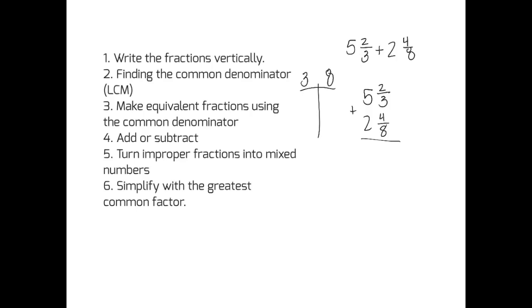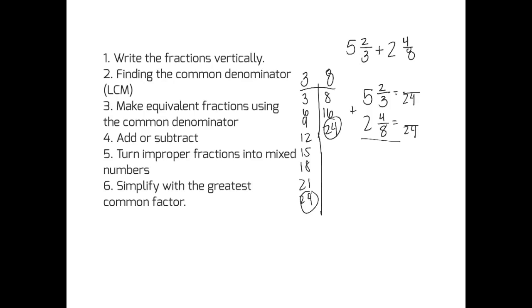What are my multiples of 3? 3, 6, 9, 12, 15, 18, 21, 24. Okay, we're going to stop there. What are my multiples of 8? 8, 16, 24. Do they have one in common? 24. So I'm going to make equivalent fractions with denominators of 24. So now I'm going to take both my fractions and change them into equivalent fractions with the denominator of 24.